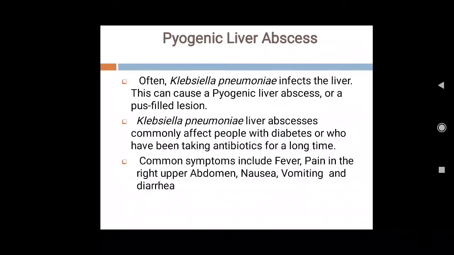Pyogenic liver abscess. Often Klebsiella pneumoniae infects the liver. This can cause a pyogenic liver abscess, or a pus-filled lesion. Klebsiella pneumoniae liver abscesses commonly affect people with diabetes or who have been taking antibiotics for a long time. Common symptoms include fever, pain in the right upper abdomen, nausea, vomiting, and diarrhea.